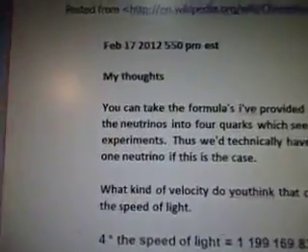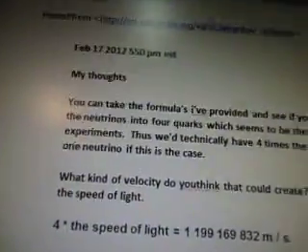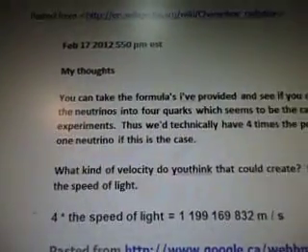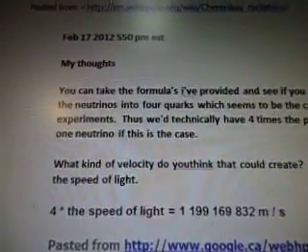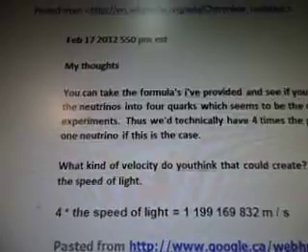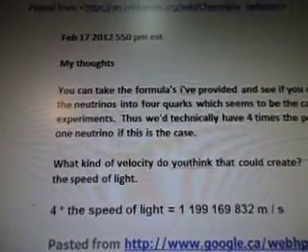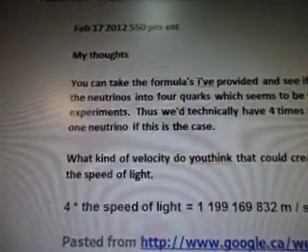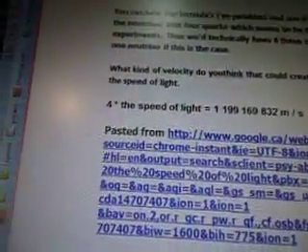Okay, my thoughts. February 17th. You can take the formulas I've provided and see if you can split the neutrinos into 4 quarks, which seems to be the case in your experiments. Thus, we technically have 4 times the power of 1 neutrino if this is the case. What kind of velocity do you think that could create? 4 times the speed of light is that number.